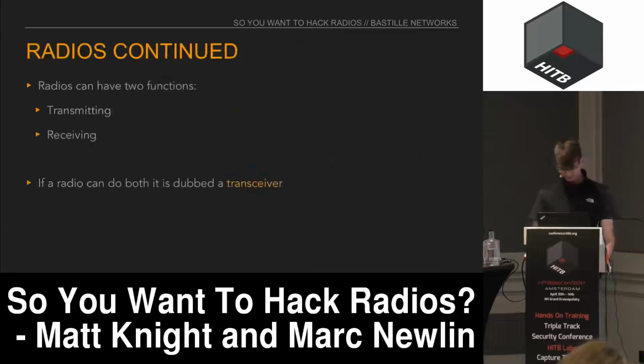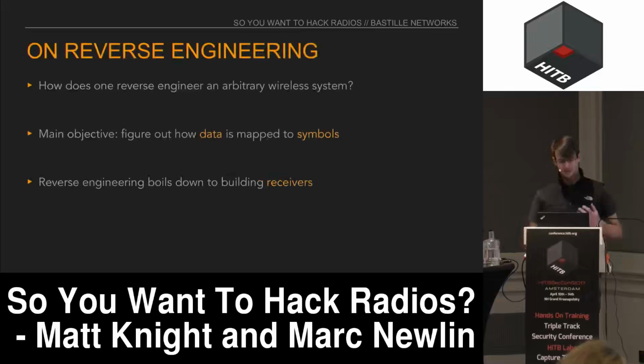Now radios can have 2 functions. They can either transmit or receive. But if a radio can do both, it's called a transceiver. And when it comes to reverse engineering radios and wireless protocols, our main objective is to figure out how the modulation works. That is really how the data gets mapped into symbols. So reverse engineering comes down to doing the inverse of that process, building receivers. So coming up with the opposite of that, or coming up with a demodulator, the inverse of that modulation operation.